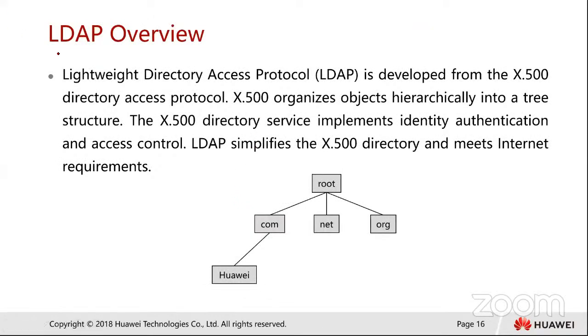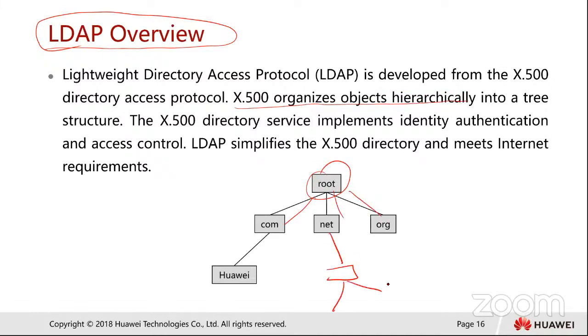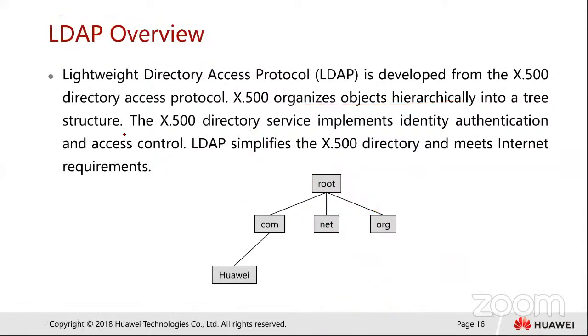Let us look at the Lightweight Directory Access Protocol, the LDAP overview. The Lightweight Directory Access Protocol is developed from the X.500 directory access protocol. The X.500 organizes objects hierarchically into a tree structure. Like you have a tree kind of structure. You can even have other things connecting onto this. So basically organizing things in some kind of a tree structure. And the X.500 directory service implements identity authentication and access control. The LDAP simplifies the directory and meets internet requirements.